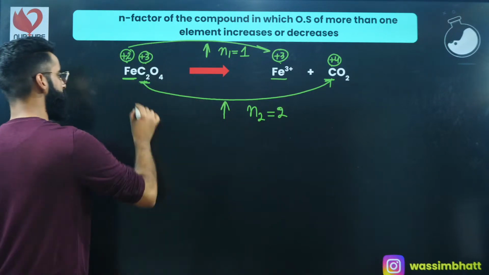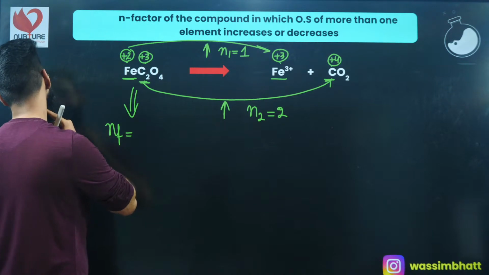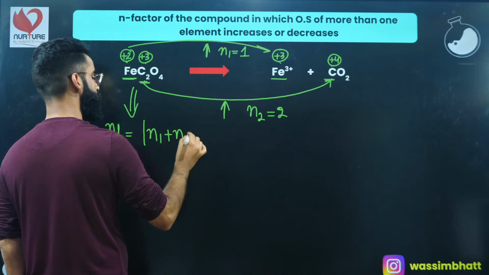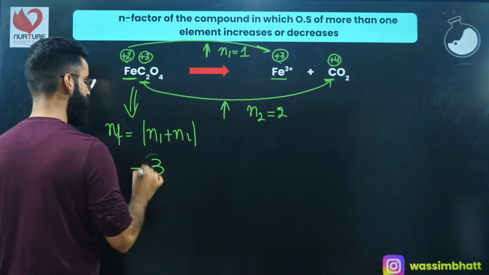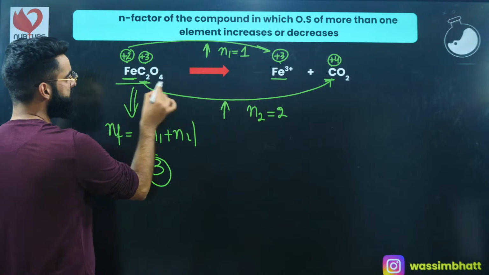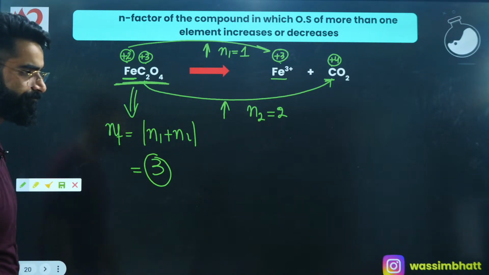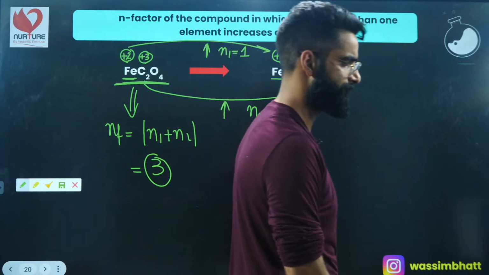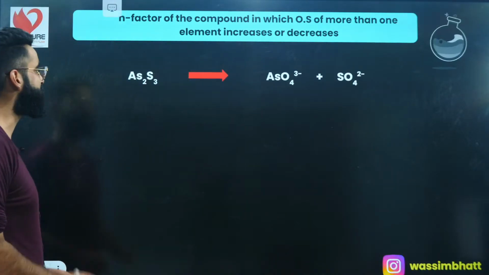I got N1, I got N2. How do I calculate N factor of the substance in which oxidation state of 2 elements simultaneously increases? It's calculated by this formula N1 plus N2. That's all, right? N1 value you got, N2 value you got. So 2 plus 1 comes out to be 3. So 3 is basically N factor of this ferrous oxalate in this reaction, right? I'm sure it is clear to everyone, yeah? Exactly, guys, wonderful. Let's move on and talk about a few more cases.